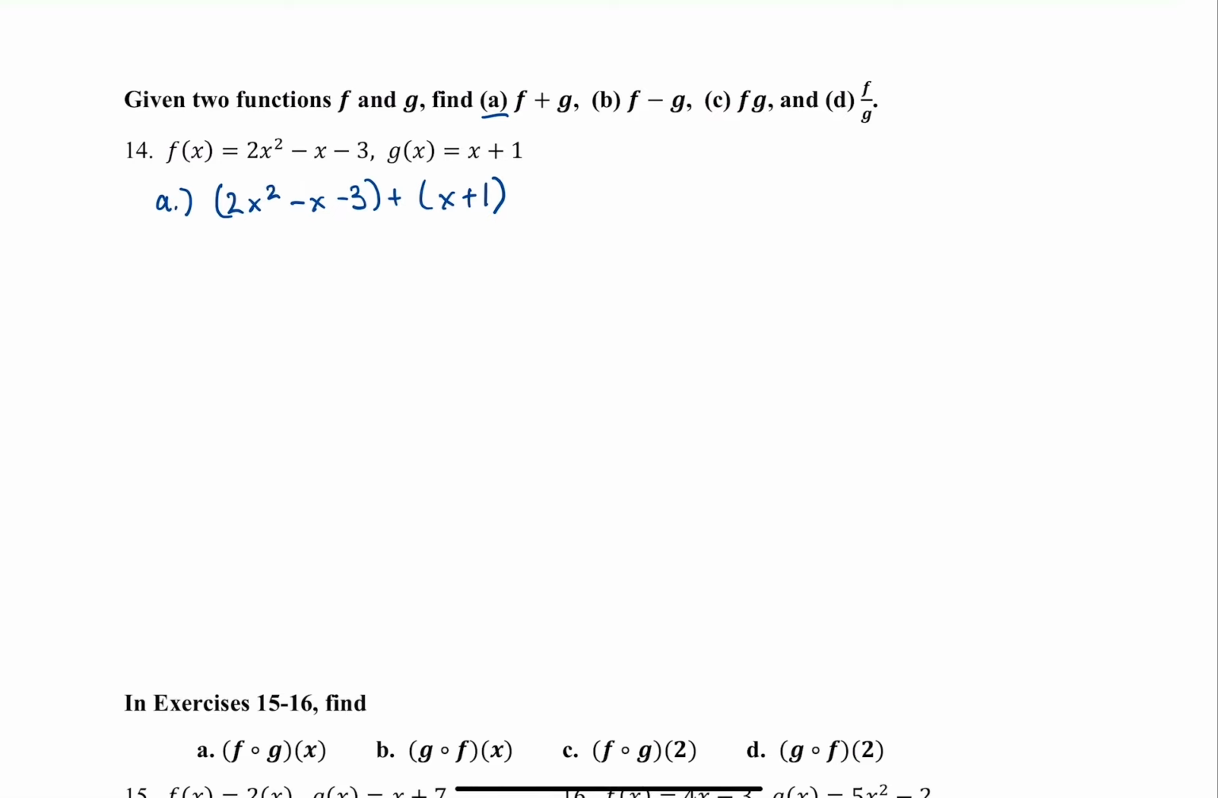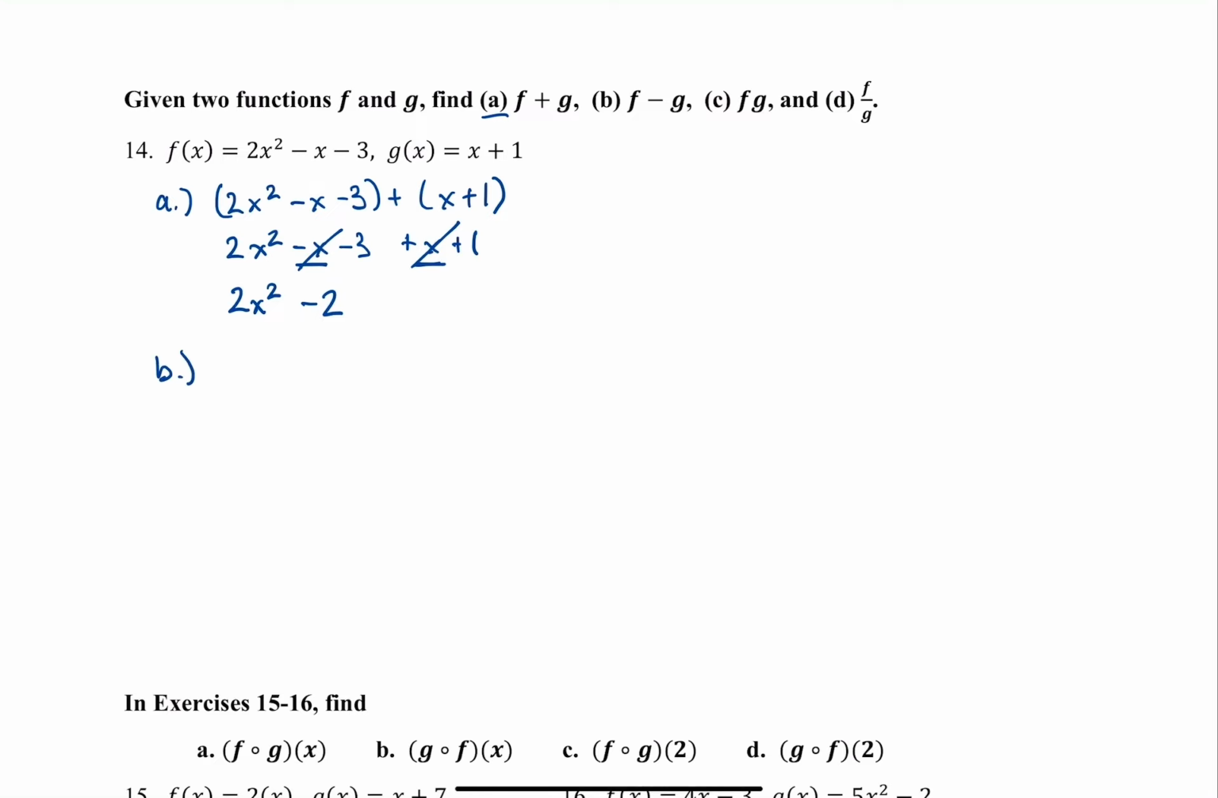So then you combine like terms. So 2x squared. I'm going to drop the parentheses at this next step. So that's minus x minus 3 plus x plus 1. So 2x squared is the only quadratic term, or the only term with the x squared. We have a minus x and a positive x, which end up canceling out. And then minus 3 plus 1 is minus 2. Nothing more to do there.